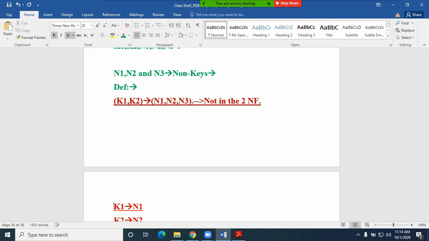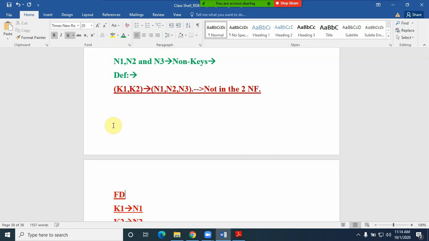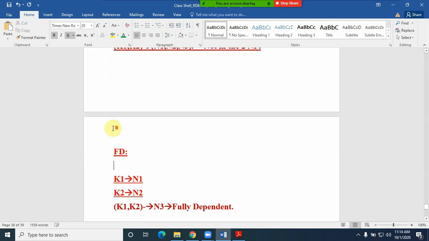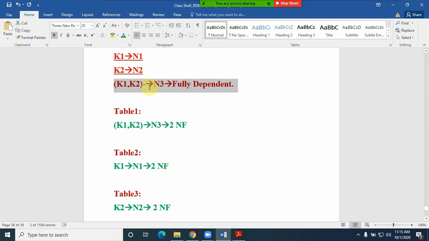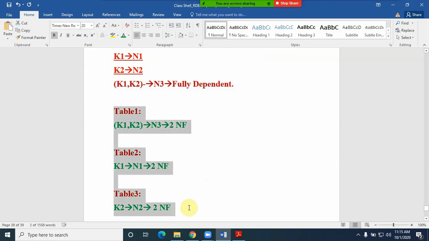Okay, just to record the functional dependencies. So which are all the functional dependencies we are having? k1 determines n1, k2 determines n2, and except this particular thing, anyhow the functional dependency we observed from the table is k1 k2 together determines n3, which is fully dependent. Now how can we convert that particular non second normal form table into the second normal form?